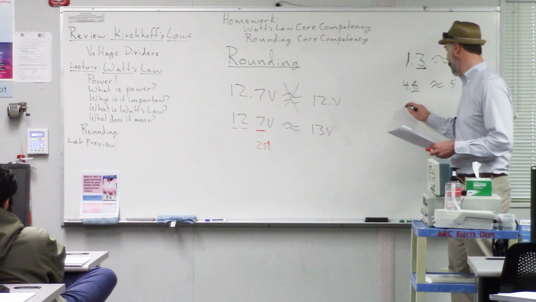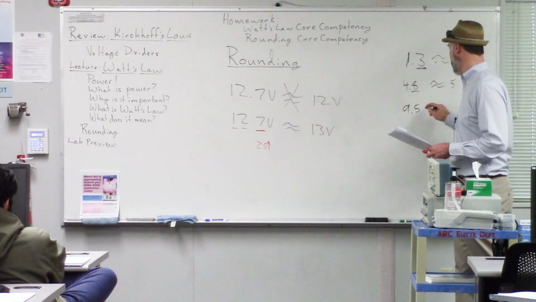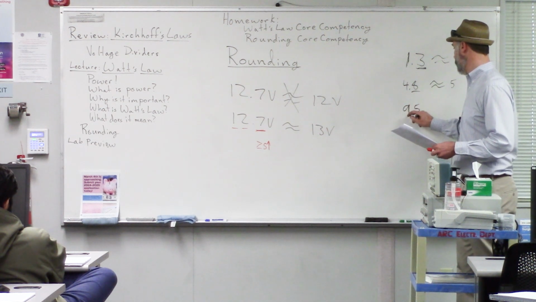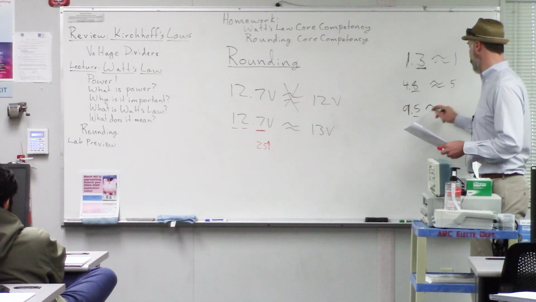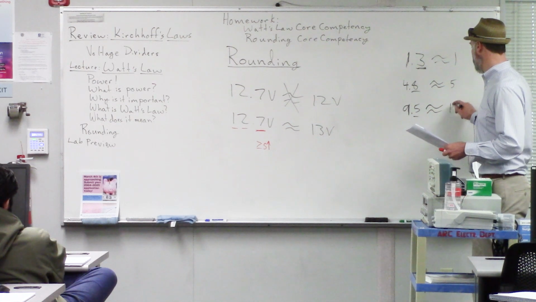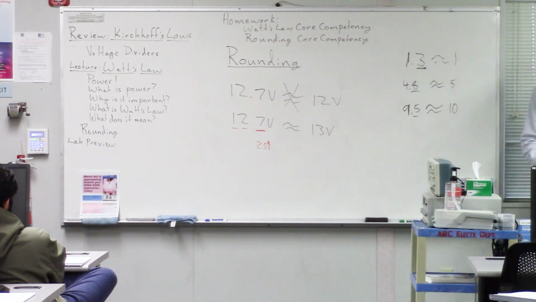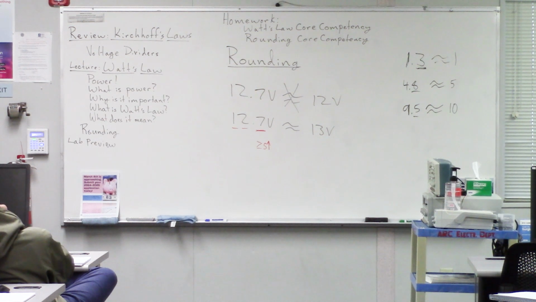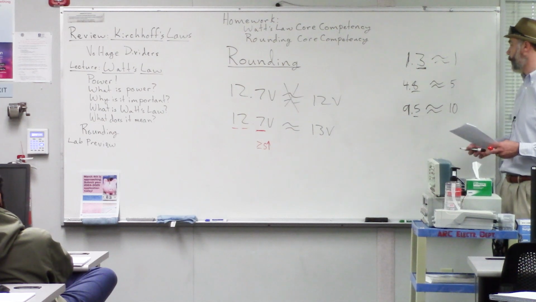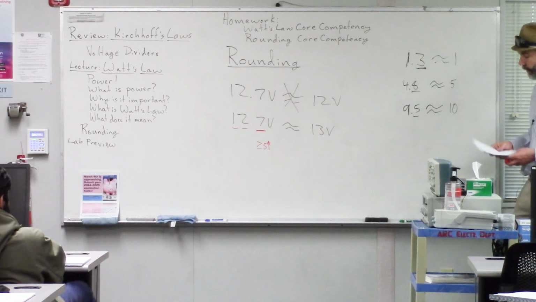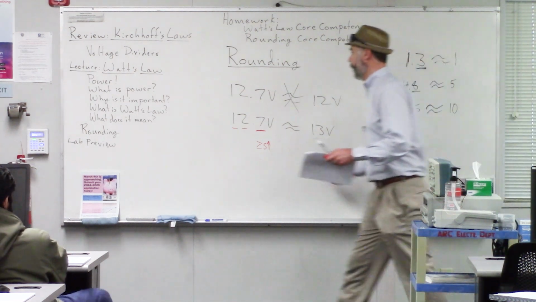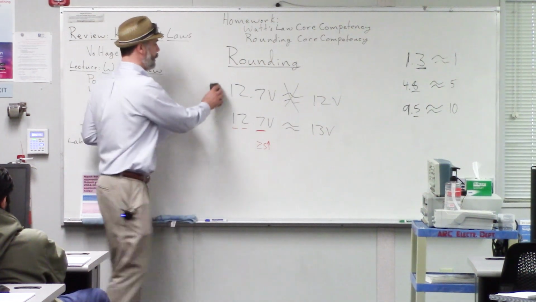If we look at 9.5, we would look at this number. It's 5 or greater, so it rounds up. So this becomes approximately 10, okay? So that's if we wanted to get rid of these decimal numbers and end up with a number that had no decimals. But we can also do this with a certain number of decimal digits, okay?